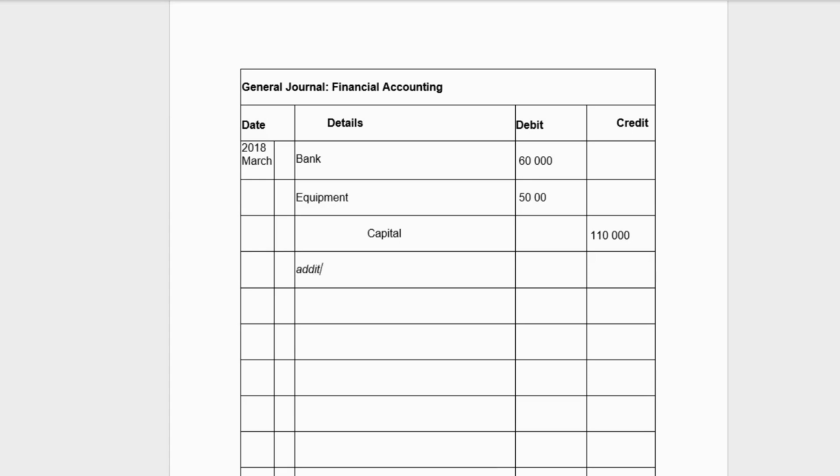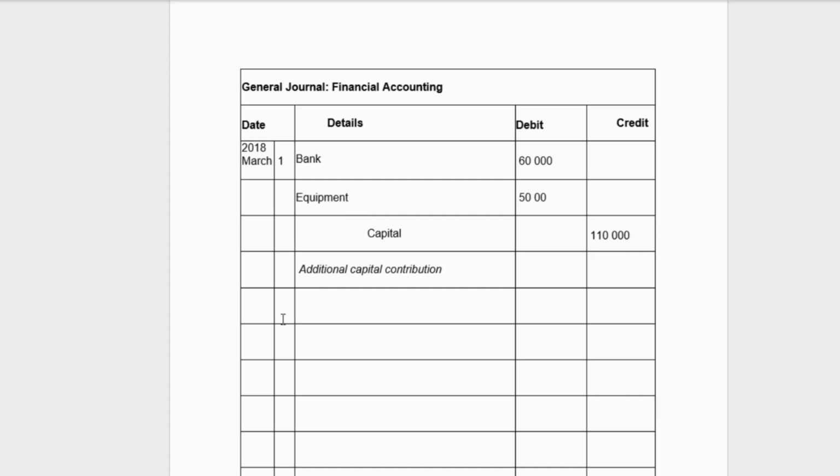Additional capital contribution. So you can just narrate like this, or you can say additional capital introduced. Okay, so this is how you narrate the first transaction. And then I forgot, please don't forget to mention the date. The date this transaction happened is the 1st of March, right? So we put 1 there. Okay, and now we are done with transaction number 1.